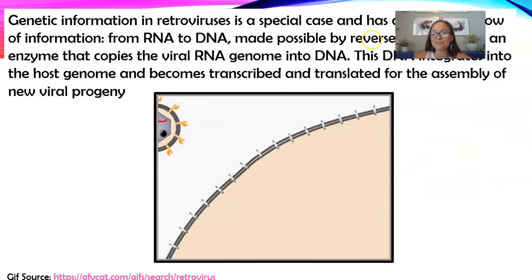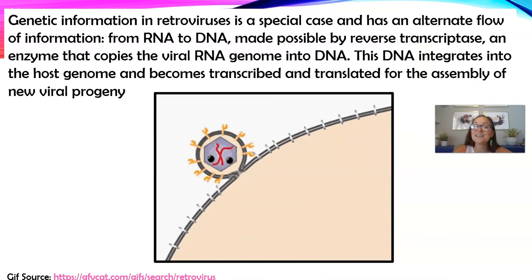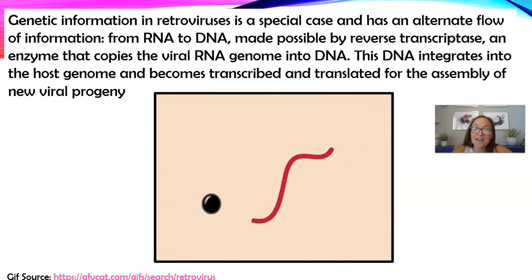So genetic information in retroviruses is a special case and has an alternate flow of information from RNA to DNA, made possible by reverse transcriptase, an enzyme that copies viral RNA, a genome, into DNA, and this DNA integrates into the host genome and becomes transcribed and translated for the assembly of new viral progeny.